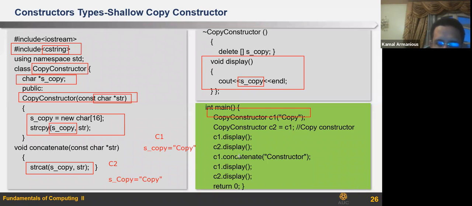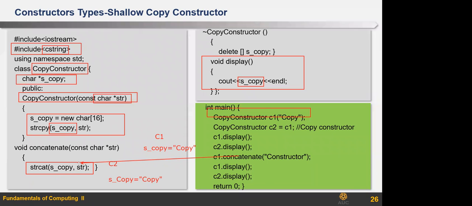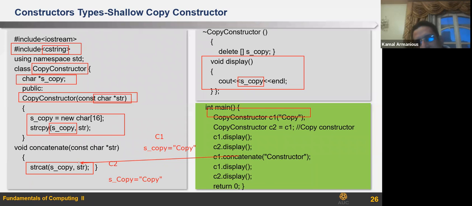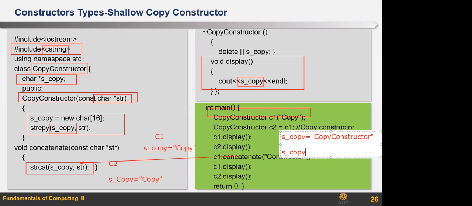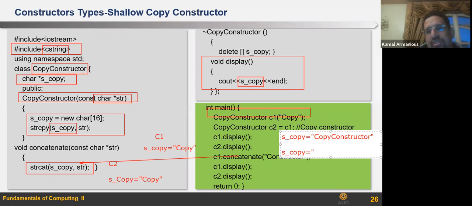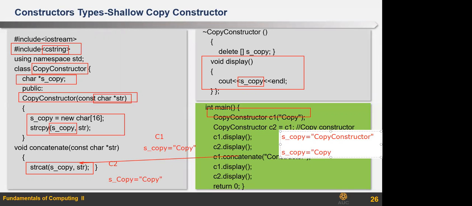Okay, concatenate, great. C1 dot concatenate will call this function. So it will do what? It will stick the word constructor onto the word copy. Great. So s_copy will become, instead of copy, copy constructor. It stuck the two words together. This means that C2's s_copy will become what, Ibrahim? C2 is copy, so it will be copy only. No, it will be copy constructor. It didn't assign again, and it only worked on C1.